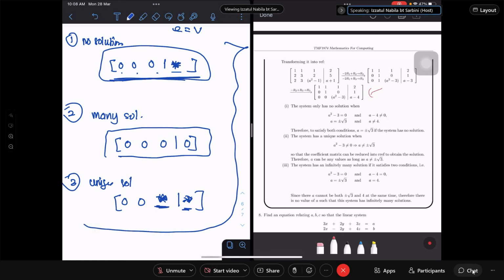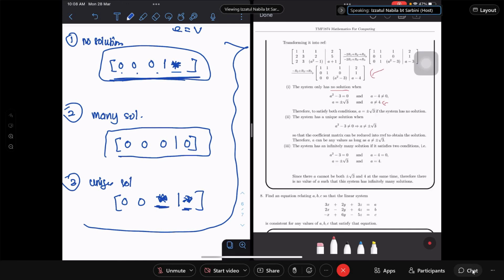the conditions for no solutions, many solutions, and unique solutions. So for no solutions, a squared minus 3 has to be 0, but a minus 4 cannot be 0. So in this case, a is equal to plus minus root 3, but a cannot be 4. So the condition for a, so that this system has no solution, is a equals plus minus root 3. Because for this side, as long as it's not equal to 4, then it is okay. So we just choose a equals plus minus root 3.